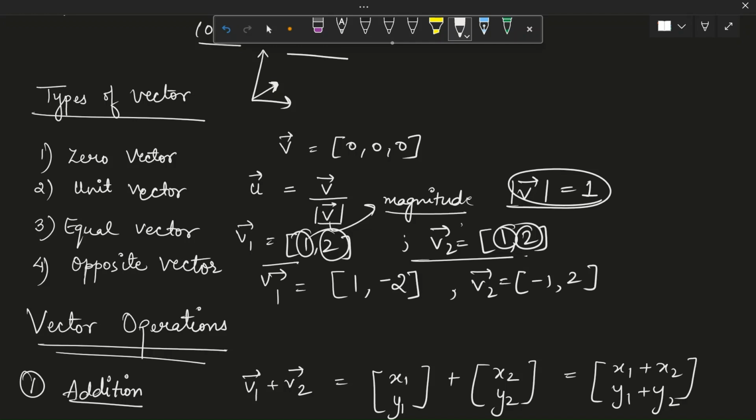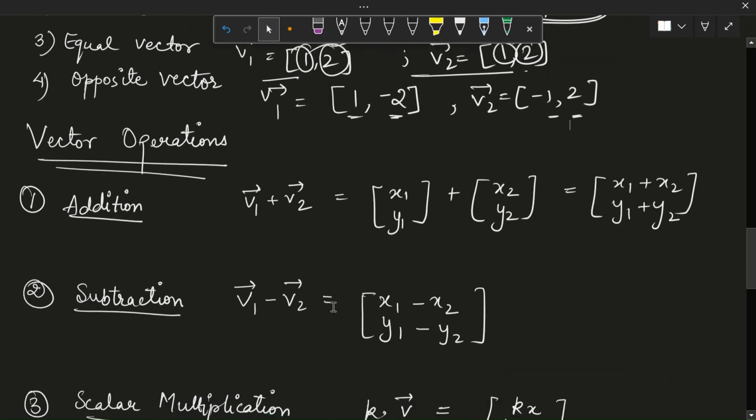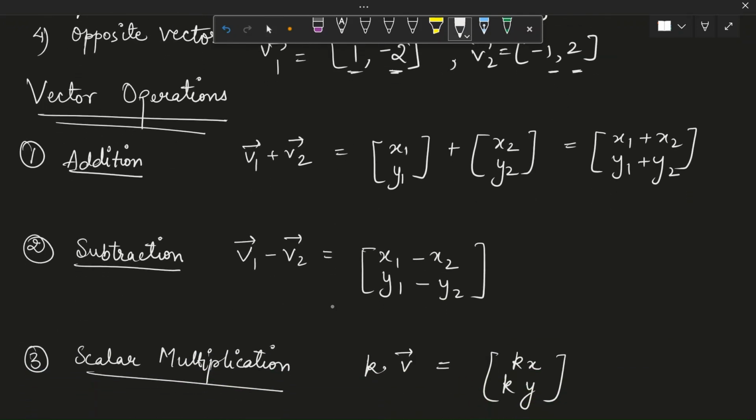So these are opposite vectors because the components are the same but the direction is different. Now let's move on to some vector operations. The first operation we can perform on any two vectors or more than that is addition. Addition is performed by adding corresponding components of two vectors.